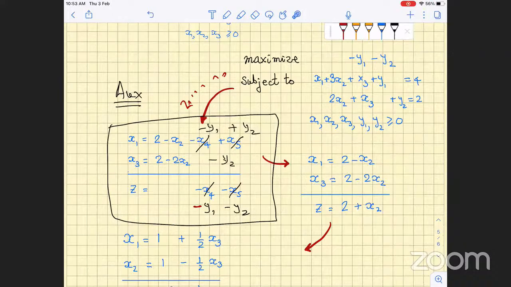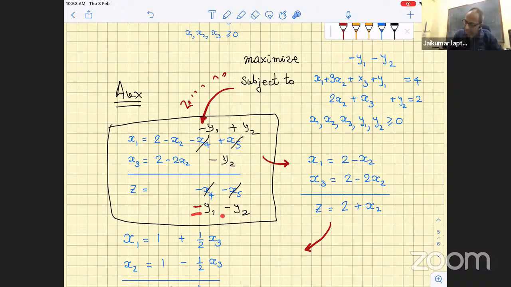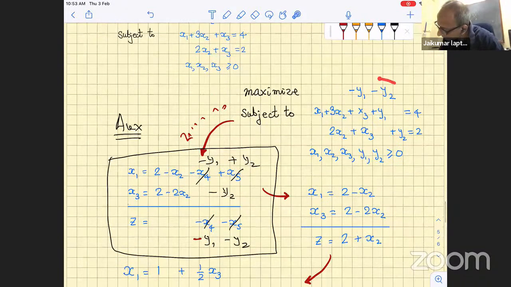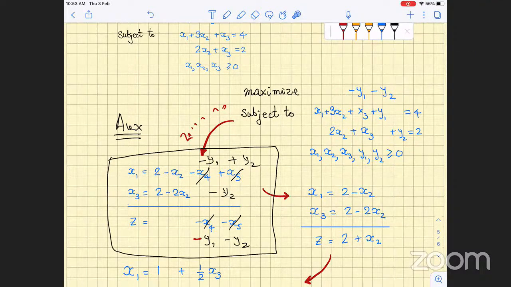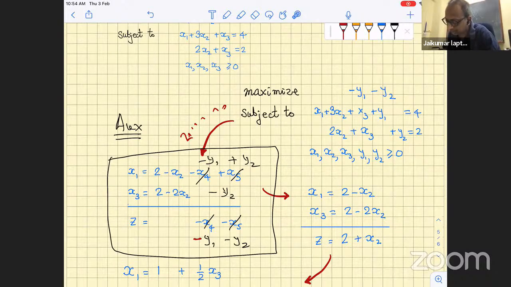How can the objective value be negative? I mean, summation y is always greater than or equal to 0, right? Yeah, but there are negative signs here. So the objective function value for us is to maximize this. When the initial solution was y1 is 4 and y2 is 2, what is the objective value? Minus 6. So when you wrote the initial tableau, you would have actually seen a -6 here.